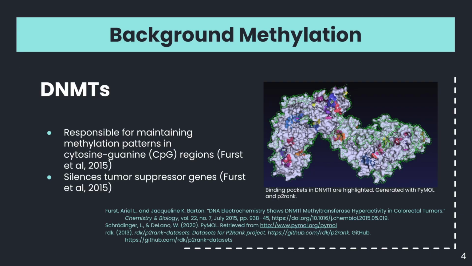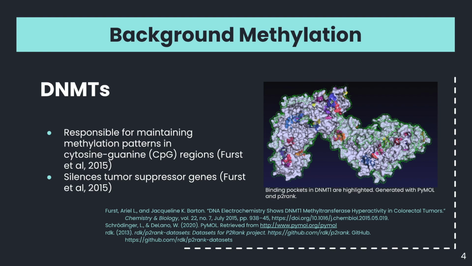So what really are DNMTs? DNMTs are responsible for maintaining methylation patterns in the cytosine guanine regions of DNA. DNMTs add methyl groups, altering the epigenetics of DNA, making some parts of it heterochromatin. This tighter, condensed chromatin is harder to transcribe, and the genes within it are silenced. When these genes are tumor suppressor genes, the result is cancer growth.